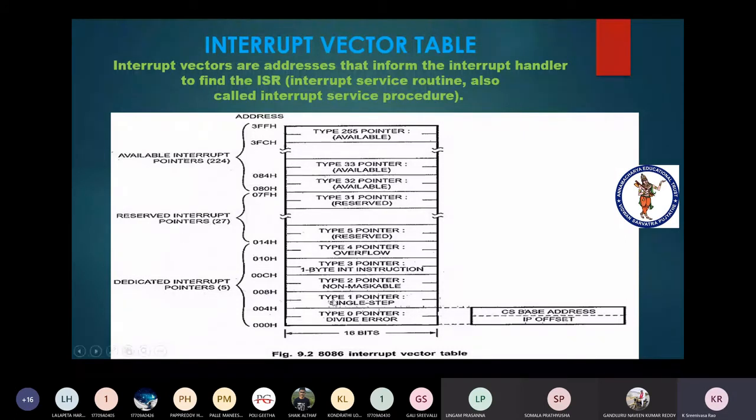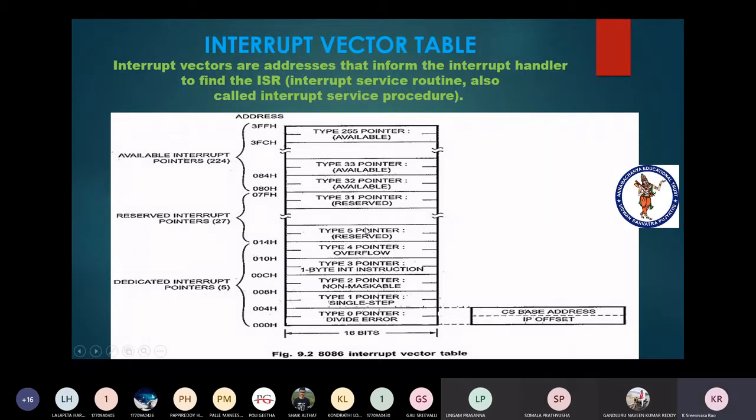So these are the type 0, type 1, type 2, type 3 interrupts. They are dedicated. These interrupts are not used by the user. They are used as dedicated interrupts. Dedication means for a divide error we have to go with type 0. We don't go with type 23, 25, 26 for divide by 0. So this is only type 0 for divide error. Single step, non-maskable and 1-byte overflow, etc.